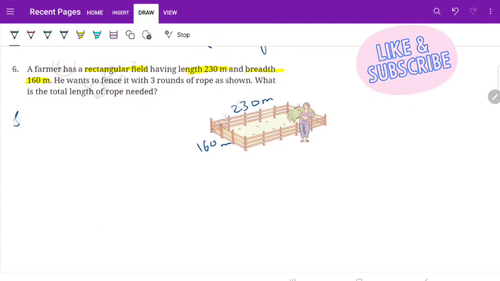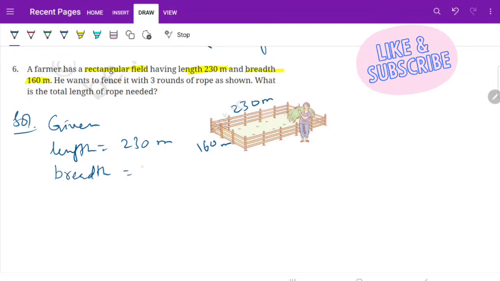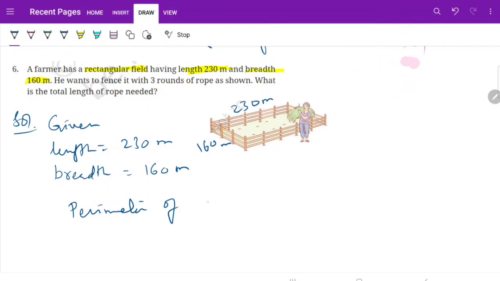First we will write what is given to us. Given: length is equal to 230 meters. Always write what is given to you in the question first. At least you get half mark here. Breadth is equal to 160 meters. Now we need to find what? Perimeter of the rectangular field.